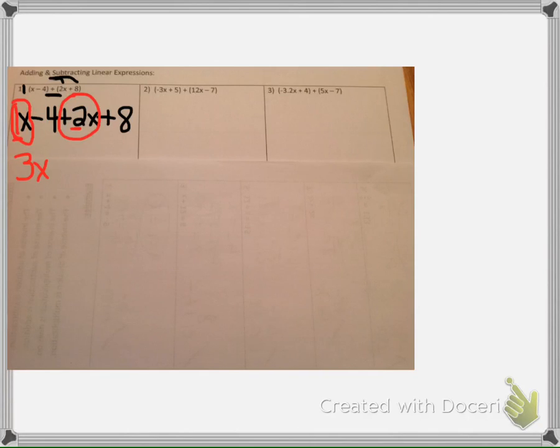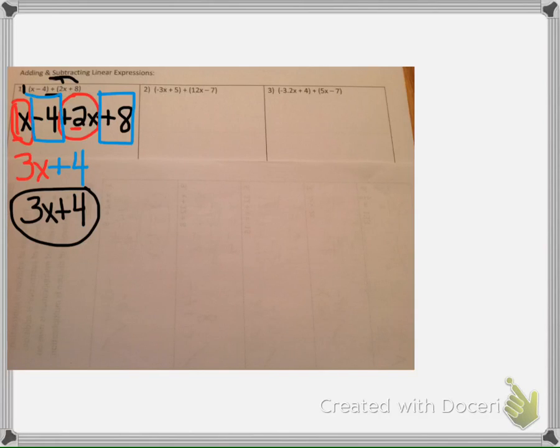And then we're going to combine our other like terms, which we have negative 4 and a positive 8. Okay, those are our other like terms. Now, do I have same signs or different? Those are different signs. I have a negative and a positive. So different signs subtract. 8 minus 4 is 4, and that would be a positive 4 because 8 is my larger number. So this answer, simplifying, is 3x plus 4. That's it. Okay.